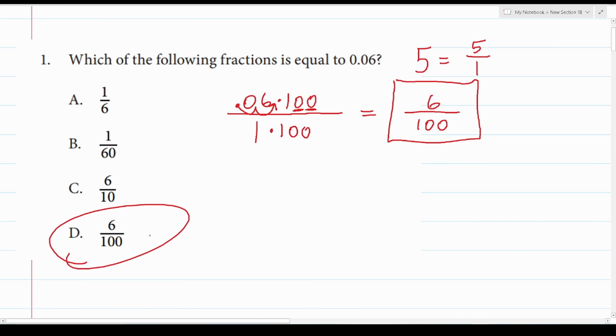So that's that one. On the ASVAB, you might see this as an answer choice, but that said, you also have to be comfortable simplifying fractions. So let's see what that would look like. Let's say we wanted to simplify 6 over 100. We would divide 6 as well as 100 by a common factor of 2. 6 divided by 2 is 3. 100 divided by 2 is 50. So just be prepared to simplify fractions if needed for the ASVAB.